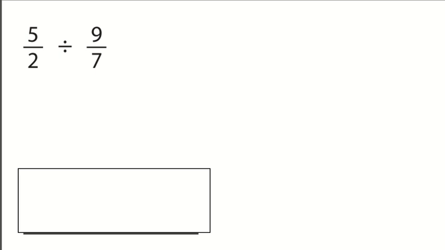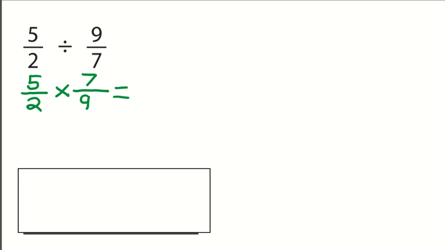The first step is we need to do our keep, change, flip. So we're going to keep this fraction on the left the same. We're going to change the sign to multiplication, and we're going to flip. We're going to put our 7 up top, and we're going to put our 9 on the bottom.